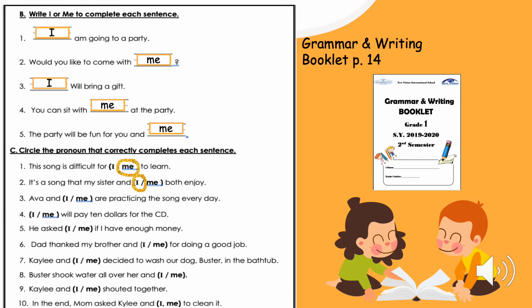Number 3. Ava and blank are practicing the song every day. Is it Ava and I or Ava and me? The answer is I. Ava and I are practicing the song every day.